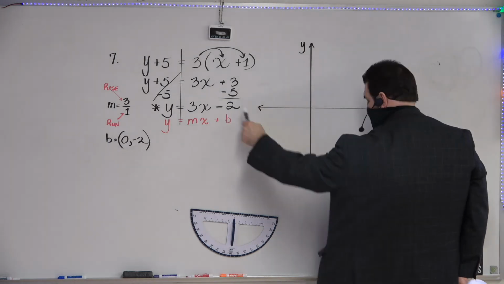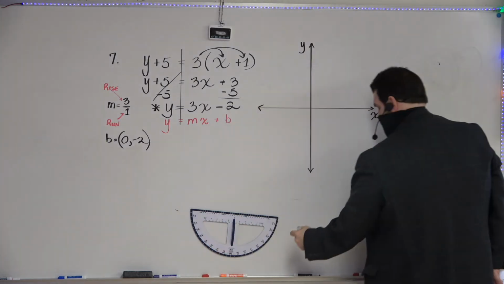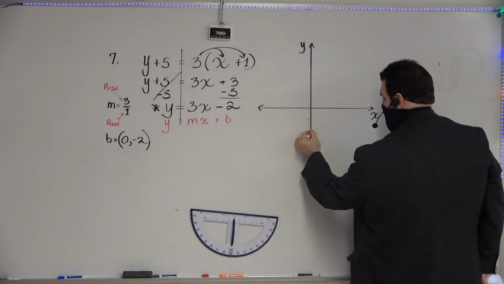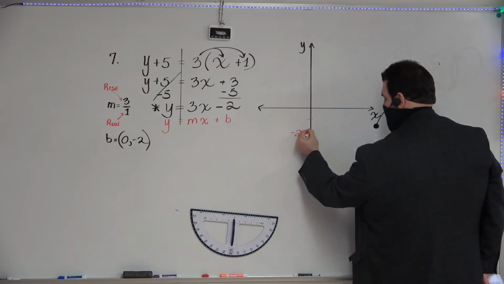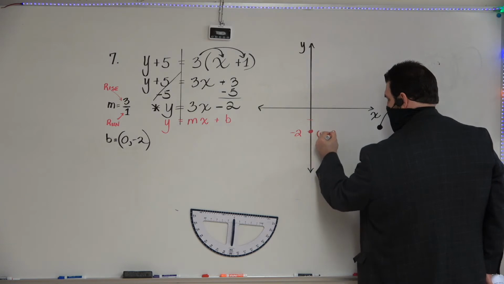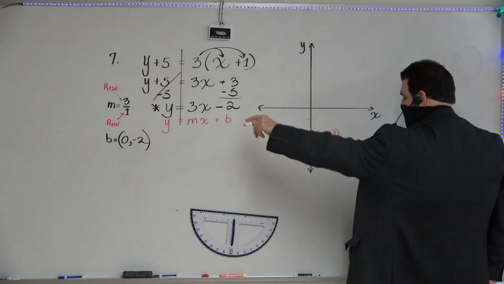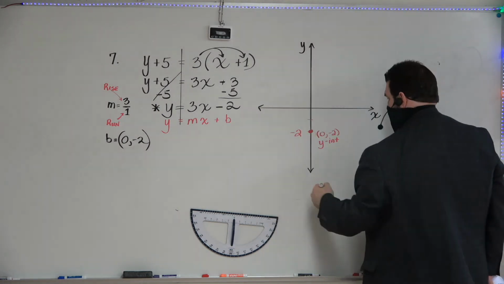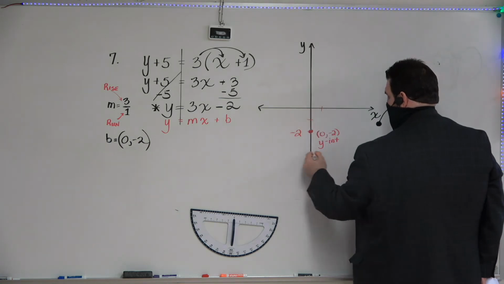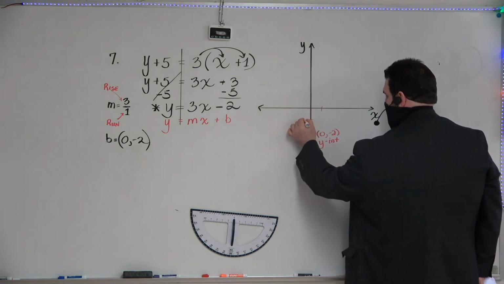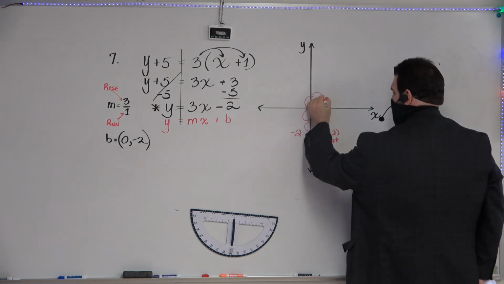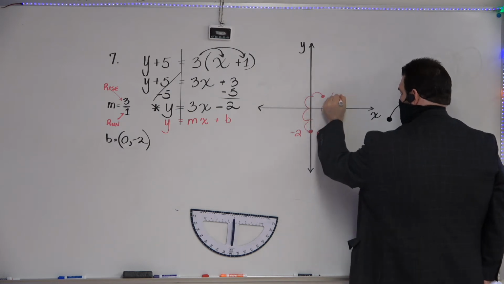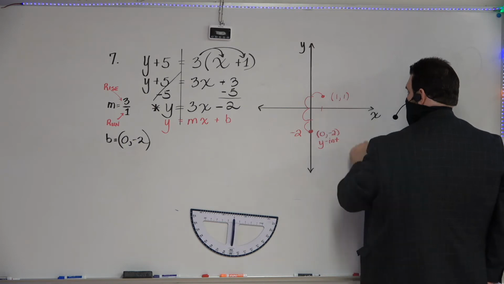So to graph this, you already have a graph. We start at 0, comma, negative 2. So we would need to count down 2 spaces. 1, 2, negative 2. We'll put a dot here. This is 0, comma, negative 2. This is our y-intercept. And then we use the rise over the run to go up 3 over 1. Okay, so we go up 1, up 2, up 3 over 1. This point should be 1, comma, 1. Is that what you did?